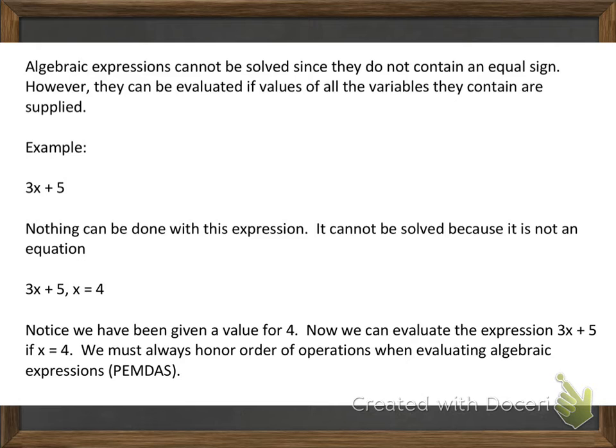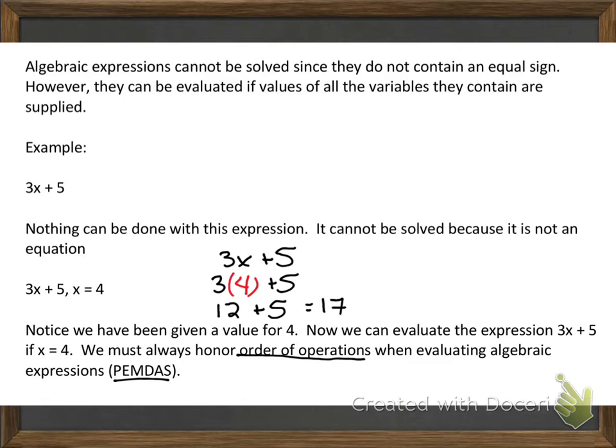Nothing can be done. However, if I give you some information, if I say, hey, 3x plus 5 and x equals 4, now I've been given a value for x. Now I could evaluate 3x plus 5 at x equals 4. So what does that look like? 3x plus 5. Okay, if x equals 4, that means wherever I see an x, I'm just going to write a 4. And just as always, I always have to observe and honor order of operations. Right? Please excuse my dear Aunt Sally. So that means I'm going to have to multiply 3 times 4 before I add the 5. So I would get 12 plus 5, or 17.